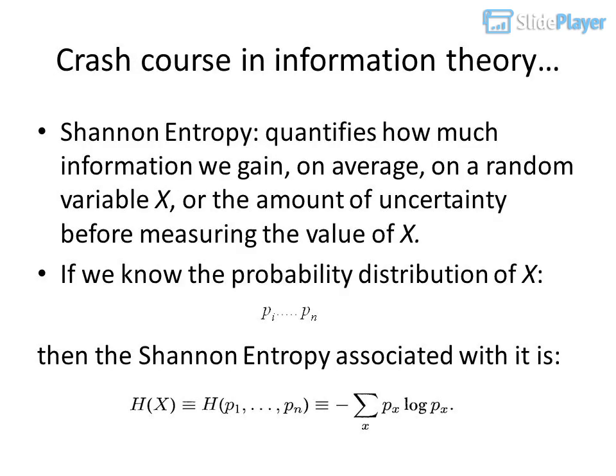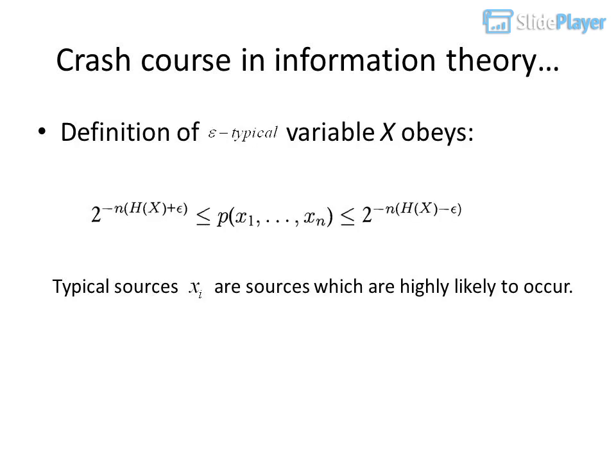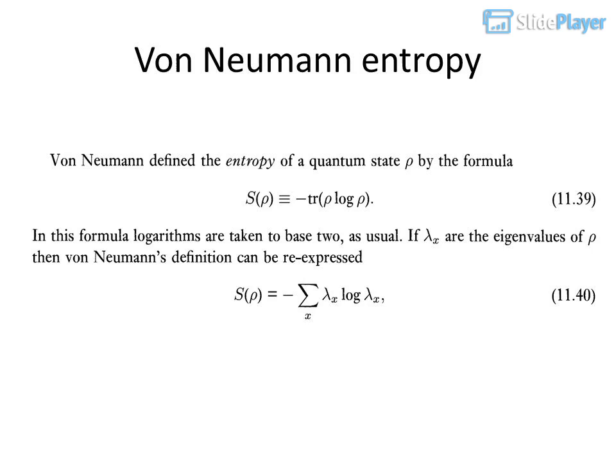Crash course in information theory. Shannon entropy quantifies how much information we gain, on average, on a random variable x, or the amount of uncertainty before measuring the value of x. If we know the probability distribution of x, then the Shannon entropy associated with it is. Definition of variable x obeys. Typical sources are sources which are highly likely to occur. Von Neumann entropy.